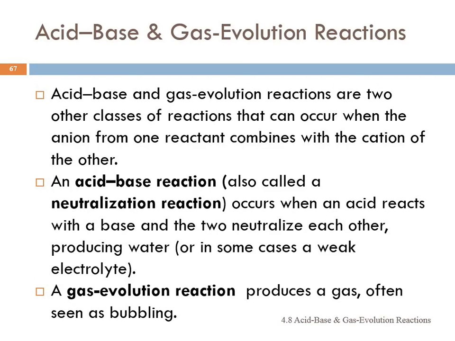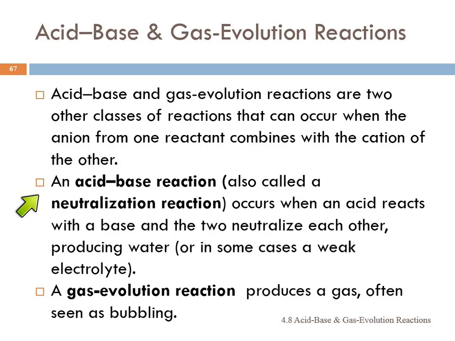Acid-base and gas evolution reactions. We talked about precipitation reactions. Two other classes of reactions can occur when you've got the anion from one reactant combining with the cation from the other.